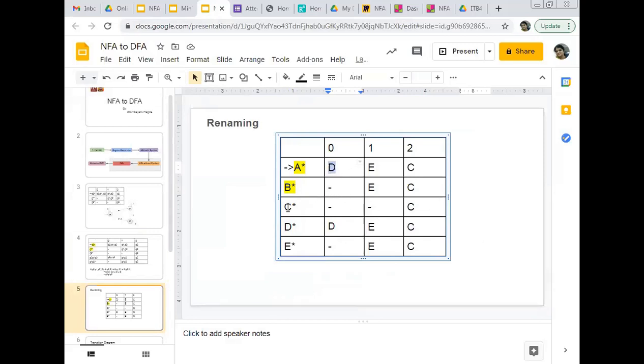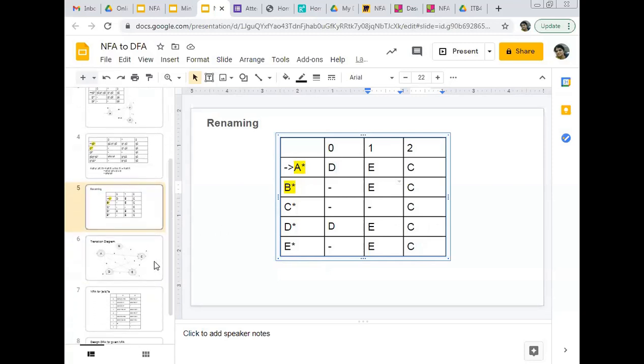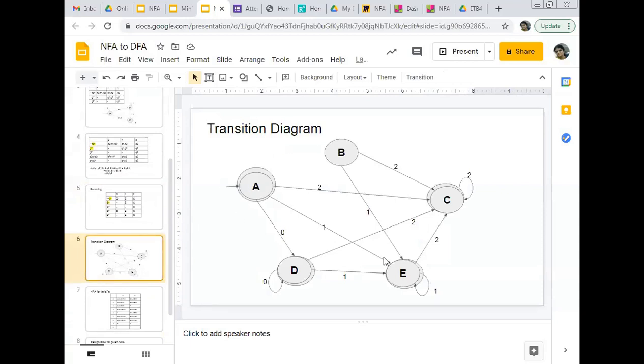Okay, now is this NFA or DFA? It is DFA. If you see, there are no two states in any of the cells, right? So this is our DFA. Okay, so for that, this is the diagram for DFA. Any doubt till here?